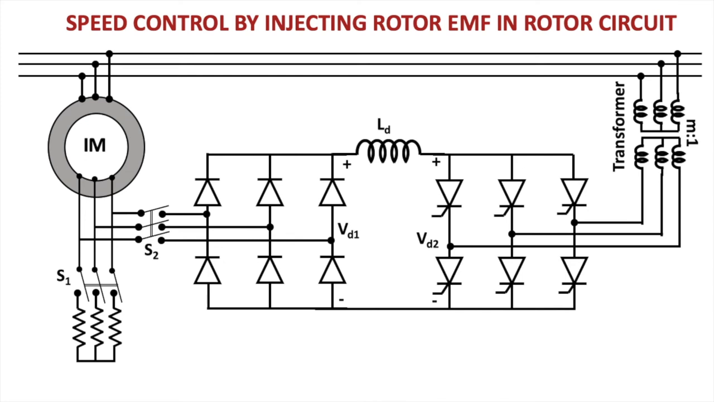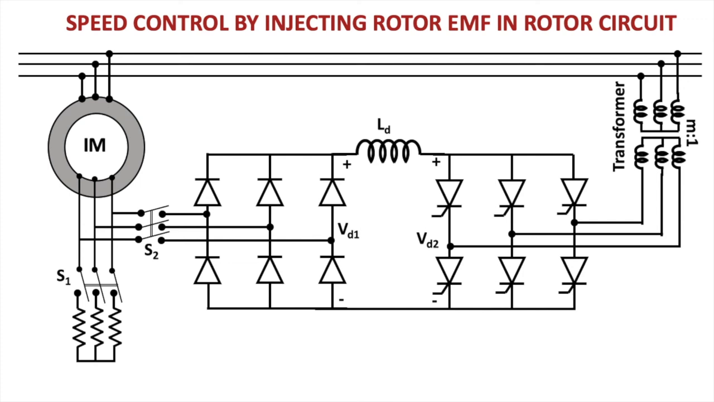The induction motor is connected to the three-phase supply. The rotor is connected through the resistance, that is the same rotor resistance. External resistance is being added to the circuit for the starting of the motor. Now once the motor comes into rotation, normally we remove the external resistance, and for the control purpose we open the switch S1 and close switch S2.